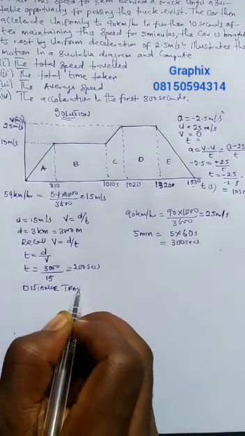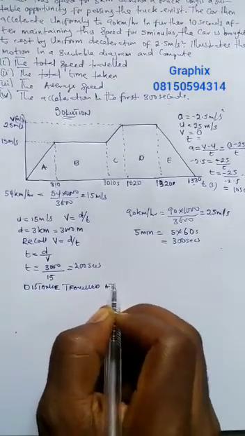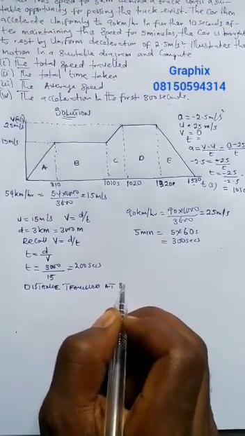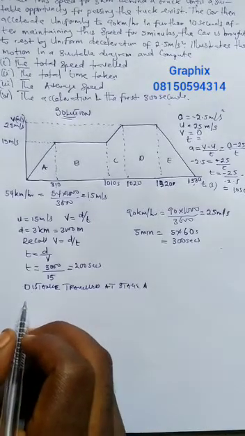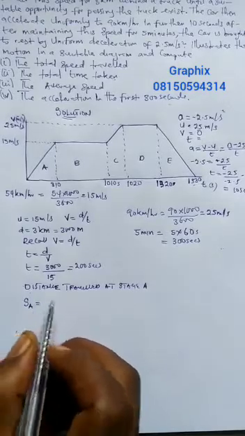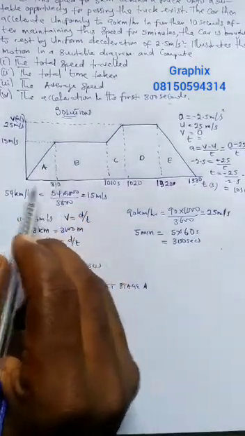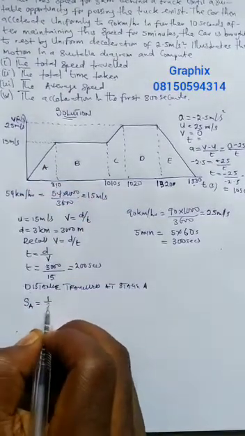traveled at stage A, right? So that will give me SA. Distance at stage A will give me SA, and this is a triangle, so it will give me half base times height.